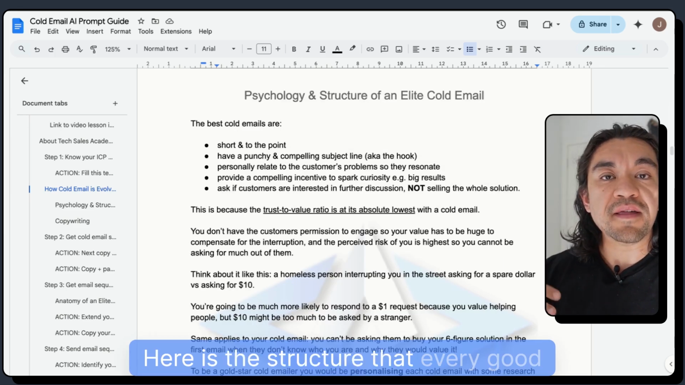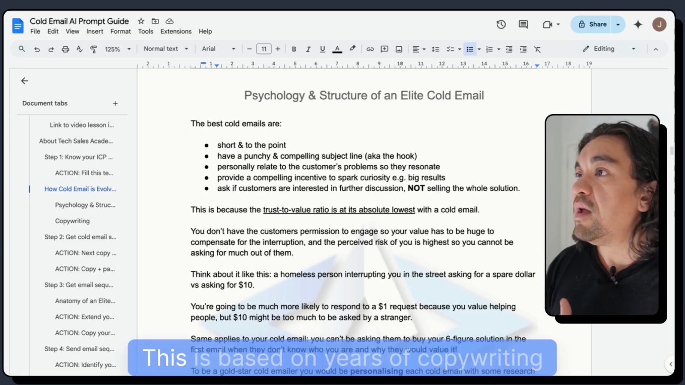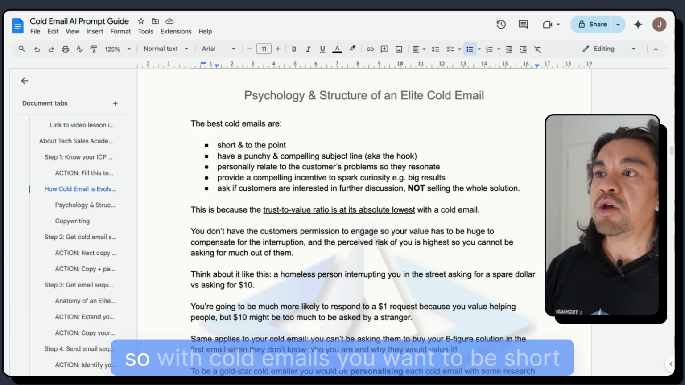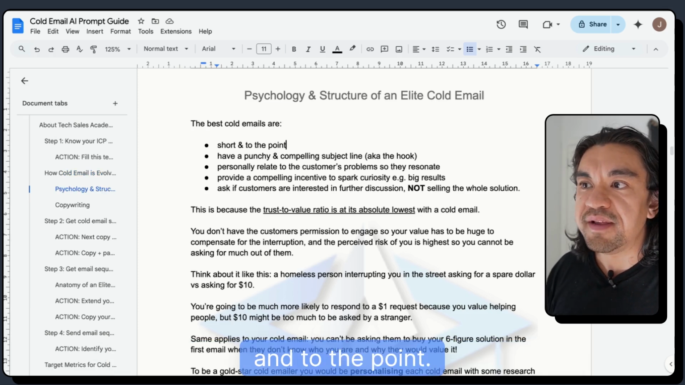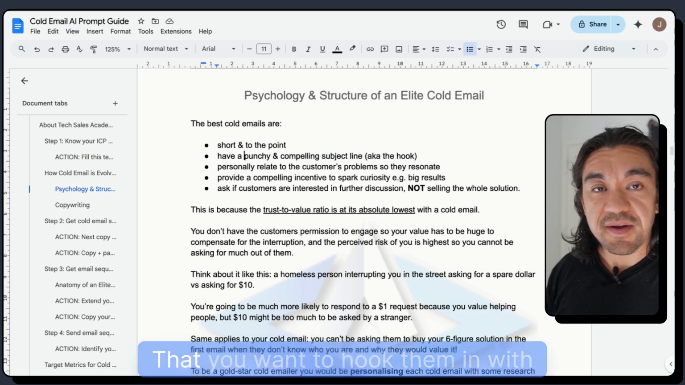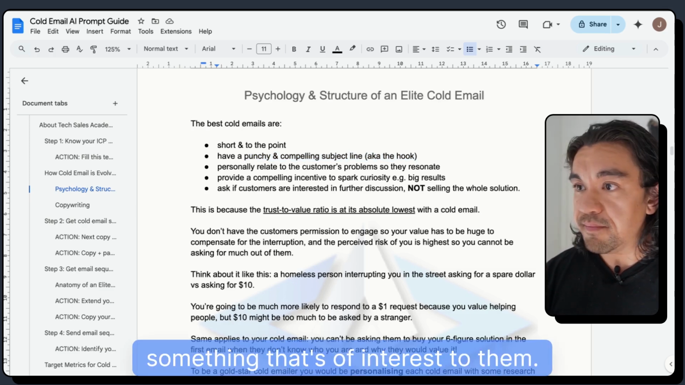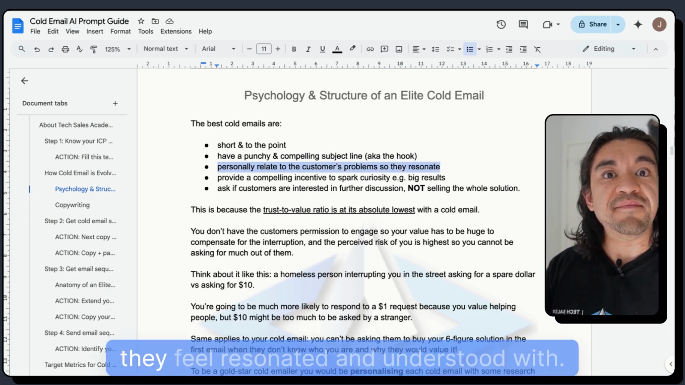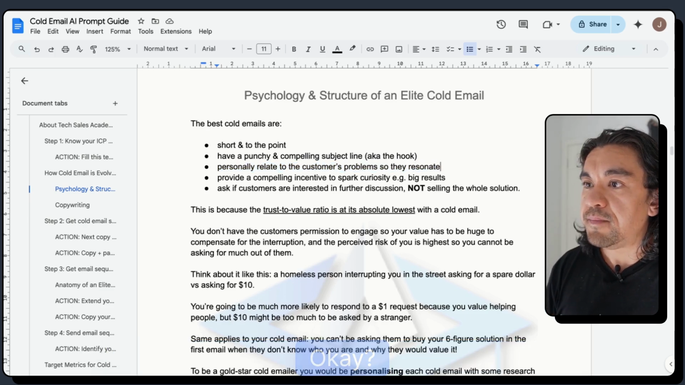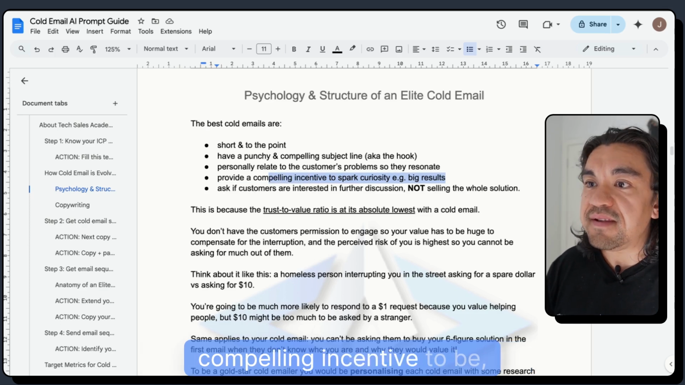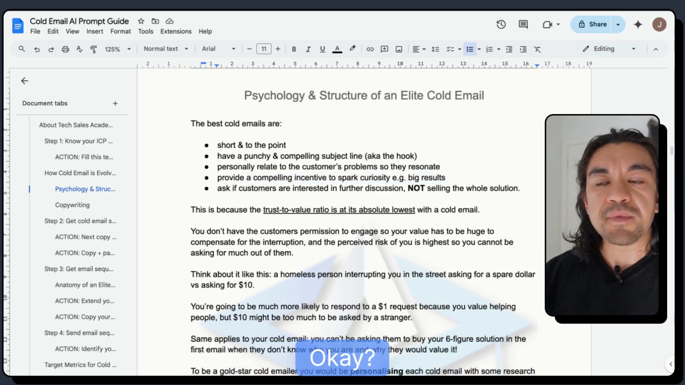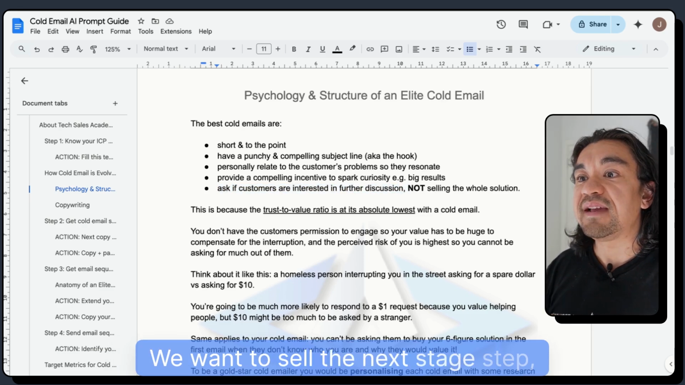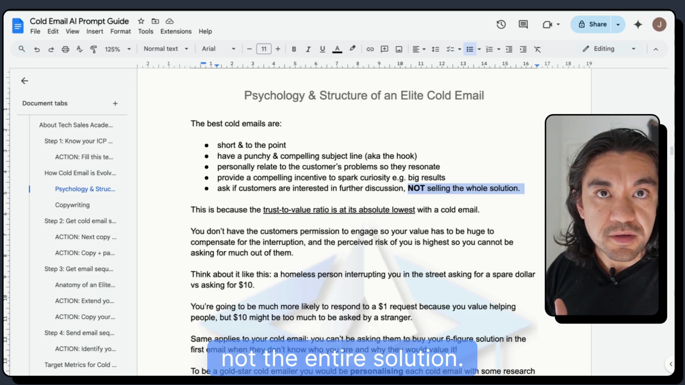Here is the structure that every good cold email should follow. This is based on years of copywriting advice and examples out in the world. Okay, so with cold emails, you want to be short and to the point. You want to be compelling and be punchy. Okay, that you want to hook them in with something that's of interest to them. Okay, in the email, you want to personally relate so they feel resonated with and understood. Okay. We need to provide some sort of compelling incentive to be curious about, okay? And then we only want to ask if they're interested in further discussion. We want to sell the next step, not the entire solution, okay?